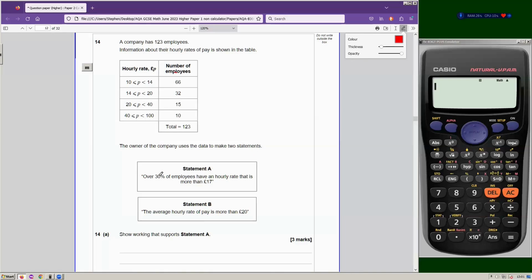The owner of the company uses the data to make two statements. Statement A, over 30% of employees have an hourly rate that is more than £17. Okay, well, £17 is the midpoint of this one. 14 to 20 is a difference of 6. So halfway is 3 added onto the 14, 17. So mid 14 to 20.